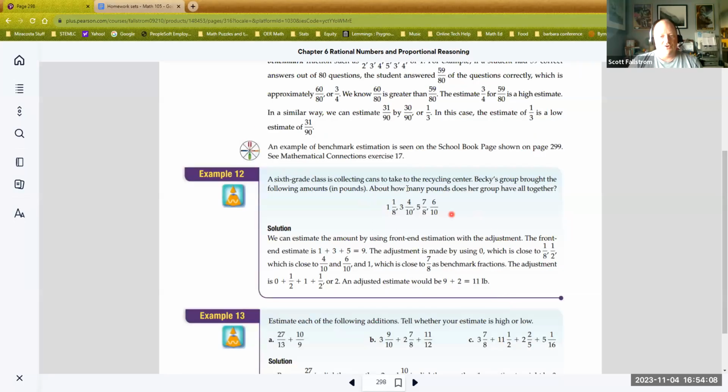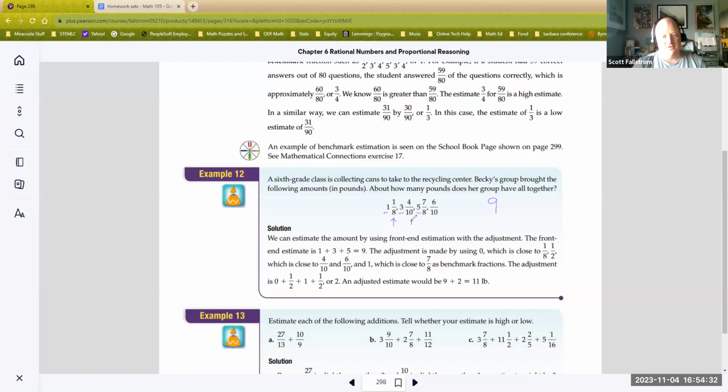So when you are trying to, let's say, add these together and you want to estimate, right? You could say, well, let's see here. Let me do a little adjustment, and we'll just do all the front end pieces first. So the 1, the 3, the 5, and 0, 5, 6, 7, 8, 9. So that's 9, and that's 9 pounds.